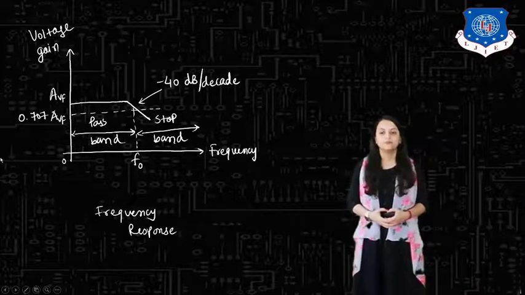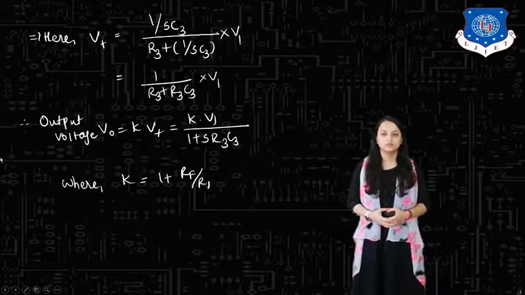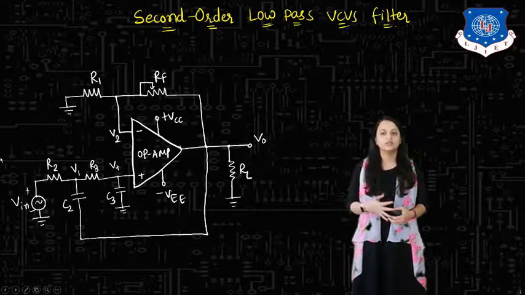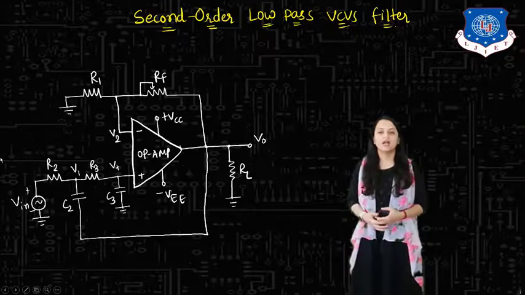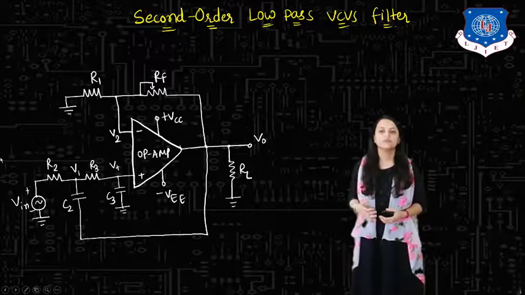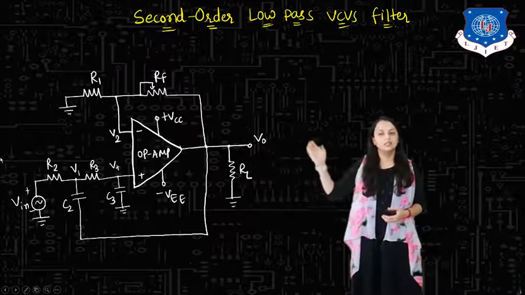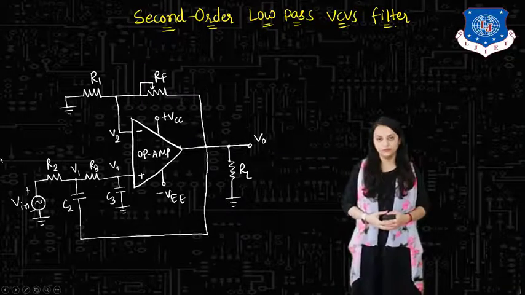Now, let us derive the equation for the gain. So, looking at this diagram, we have two terminal voltages at the positive terminal, V1 and V plus, and at the inverting terminal the voltage is V2.